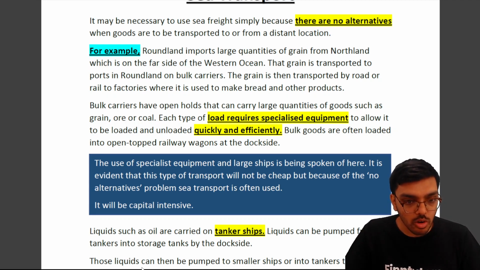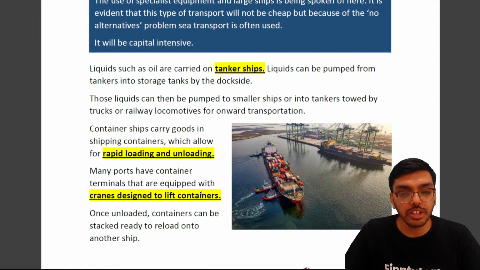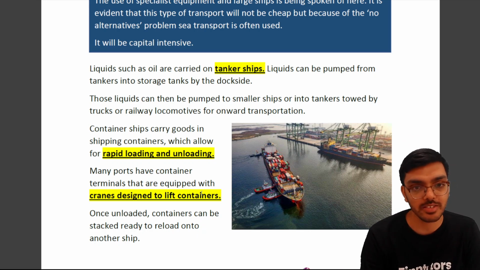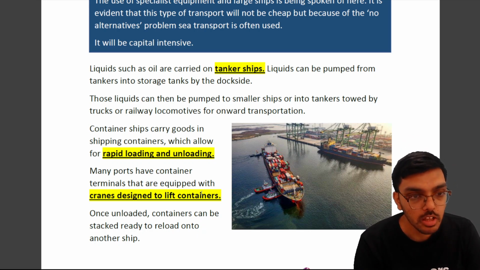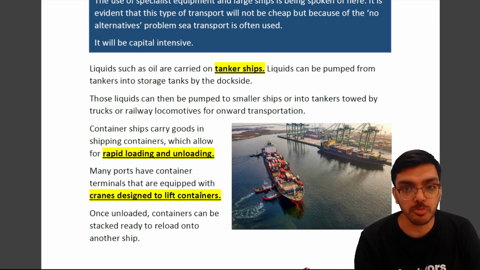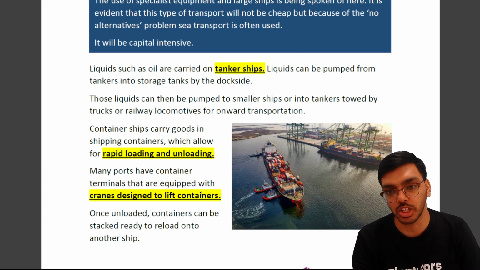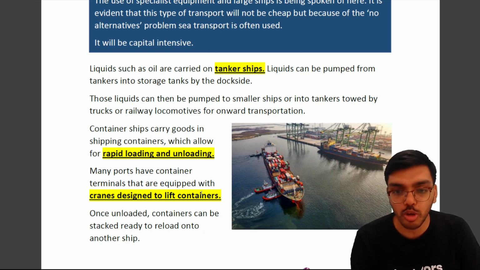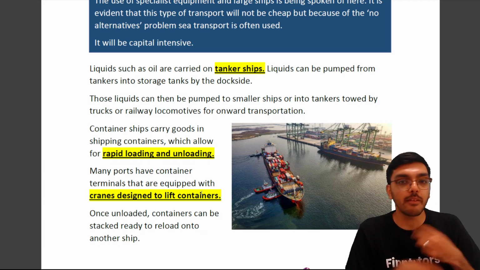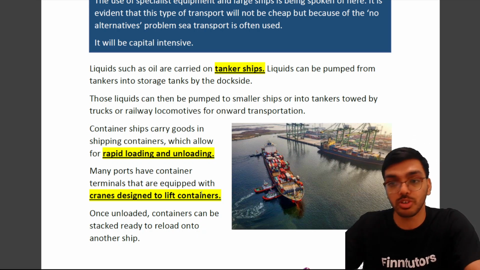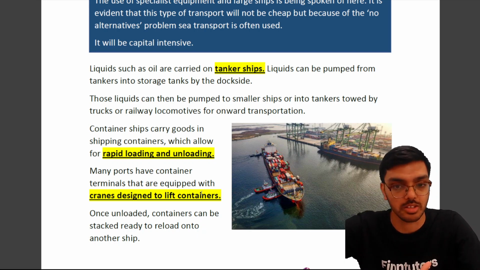Liquids such as oil are carried on tanker ships. Liquids can be pumped from tankers into storage tanks by the dockside. Those liquids can then be pumped to smaller ships or into tankers towed by trucks or railway locomotives for onward transportation. So it's very natural that if you're using sea transport, you will have to use a connector transport as well. For example, railway to transport that oil further to the customer.